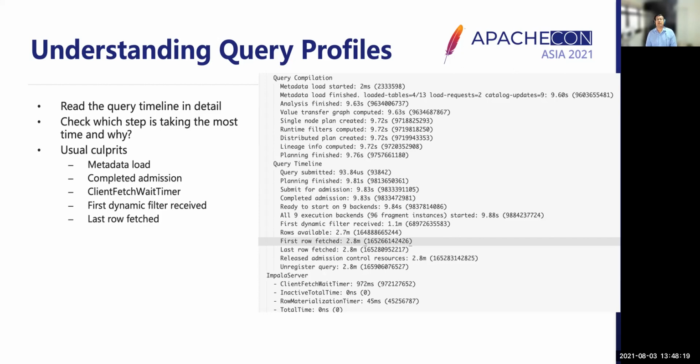After the query is selected from the queue to be admitted and run, you will see the query starting to run by saying all backends were started, and filters were received from the other nodes as required, and at what time rows were available. Here you see that the first rows were available in 2.7 minutes. Once first rows are available, you will see how much time the client required to retrieve data from the coordinator. So you'll see that the last row and the first row were fetched very fast. This resulted in not too many rows, and hence the query was fast. And finally, the query was unregistered at 2.8 minutes.